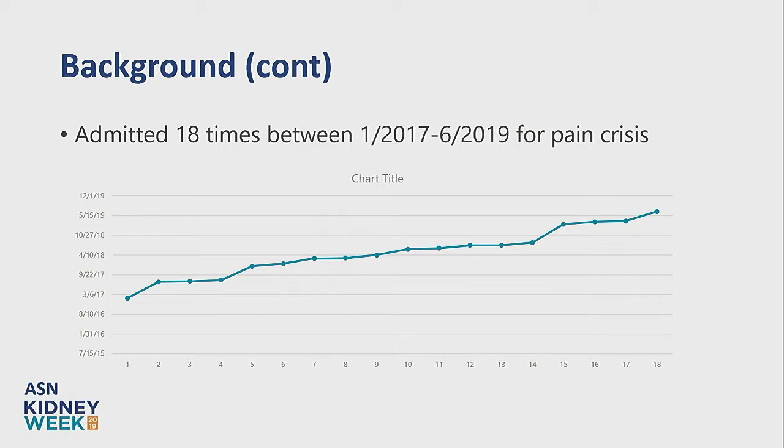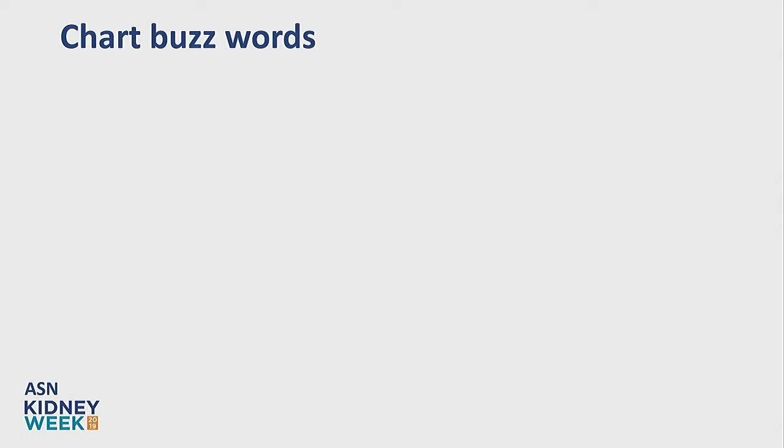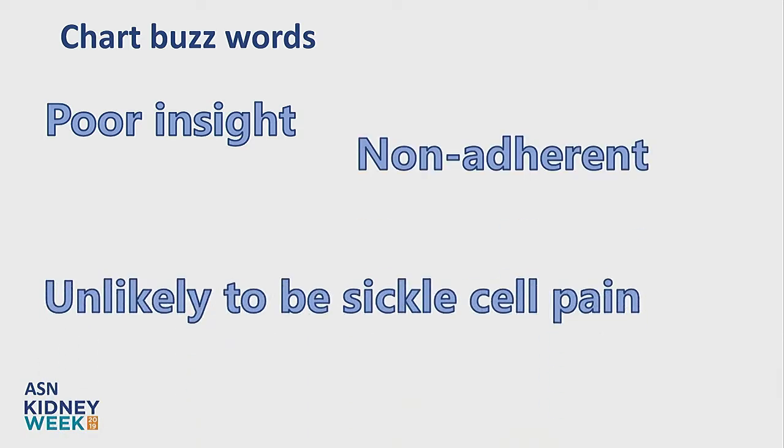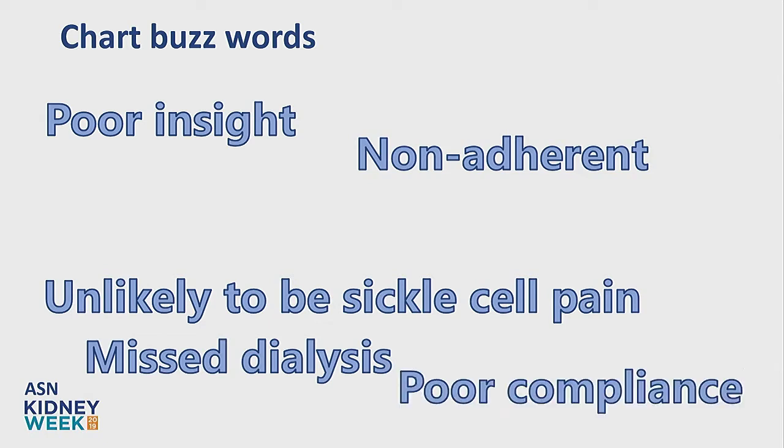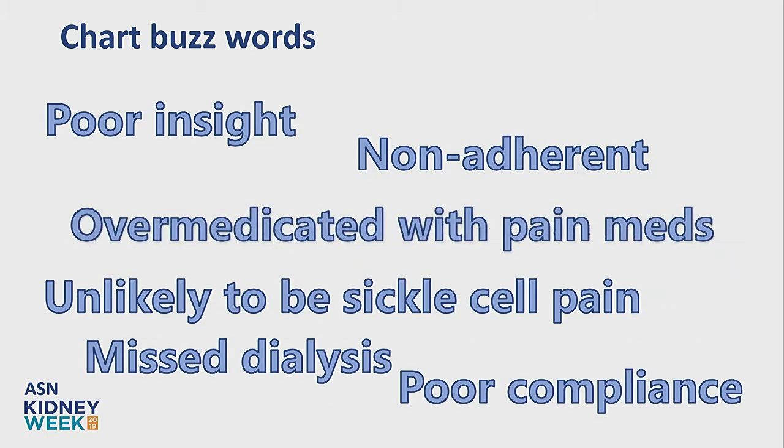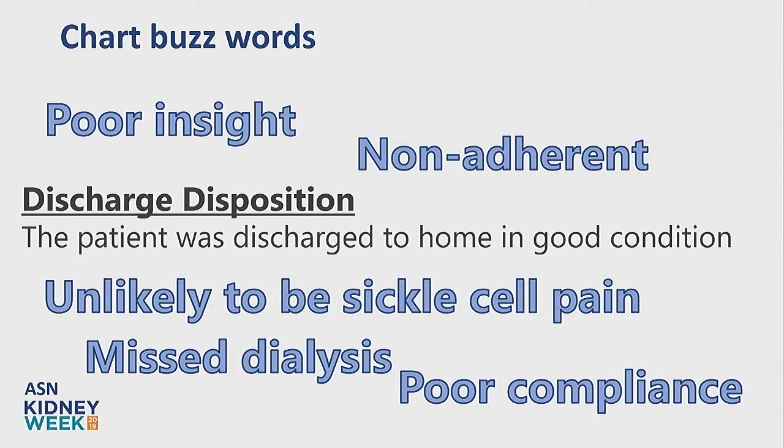So when I looked at the chart, as I classically do for patients who have high social needs, I saw that she had been admitted at least 18 times between January of 2017 and June of 2019 for pain crises, all for pretty much the same admission. So I started to notice some buzzwords that were popping up in her medical chart quite consistently. Poor insight, non-adherent, unlikely to be sickle cell pain, missed dialysis, poor compliance, over-medicated with pain meds. And the most consistent phrase I saw was, discharge disposition, this patient was discharged to home in good condition. So you can imagine being admitted 18 times and really questioning, is that the case here?